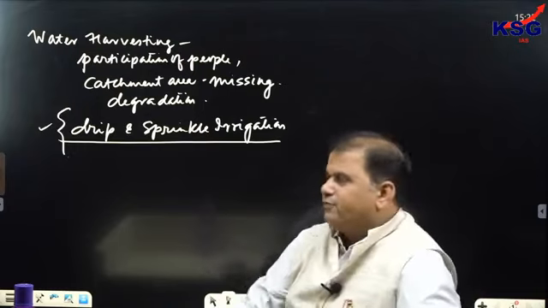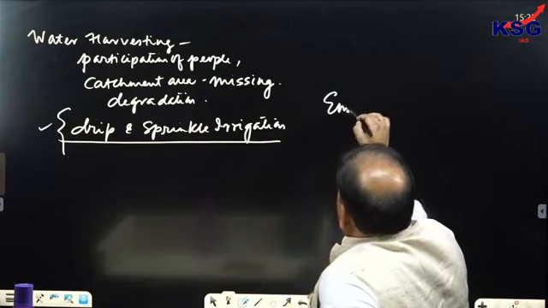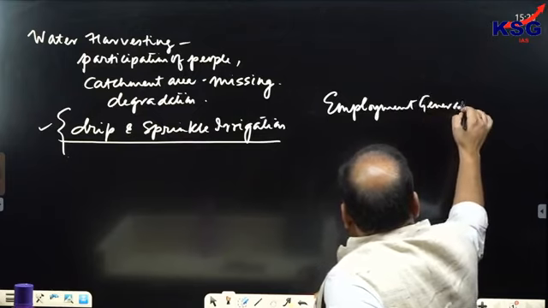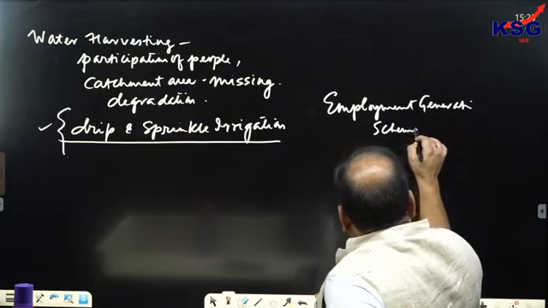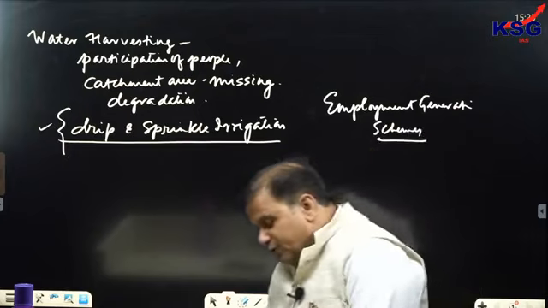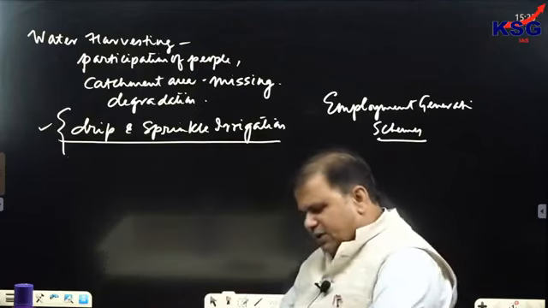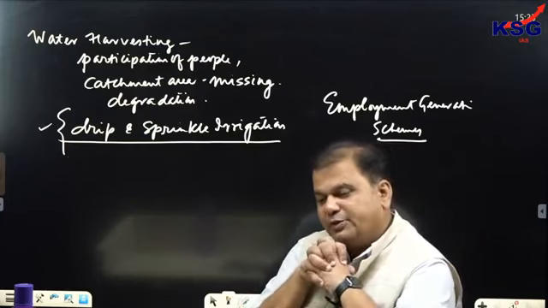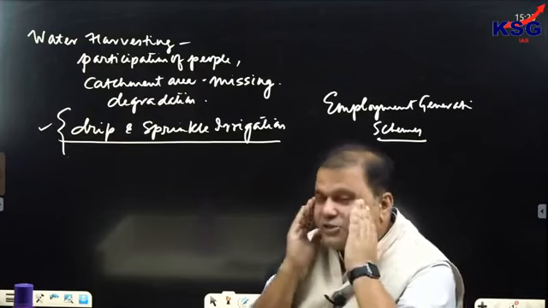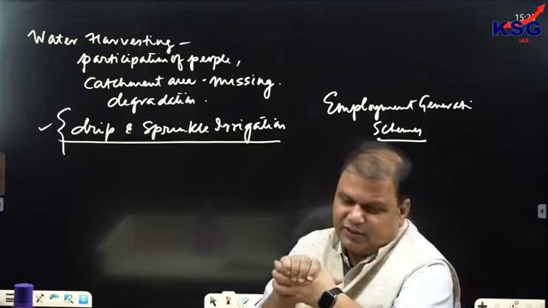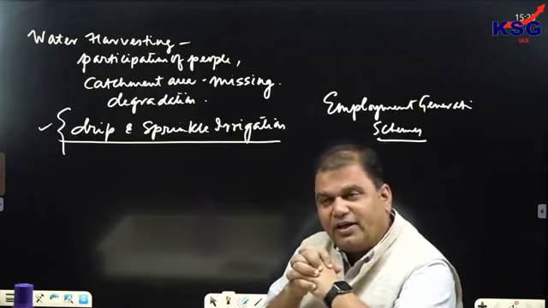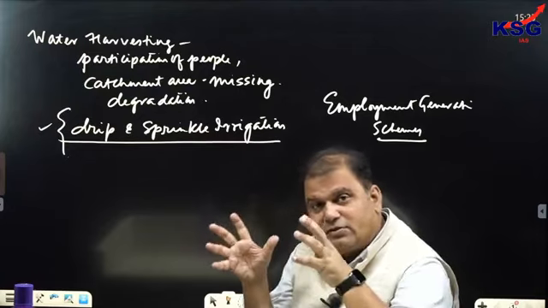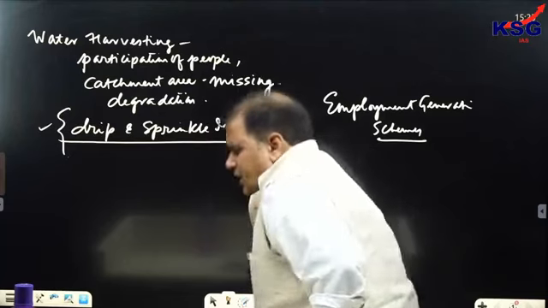Write down. Whenever employment generation schemes are started, priority should be given to those areas which are affected by droughts. Clear?